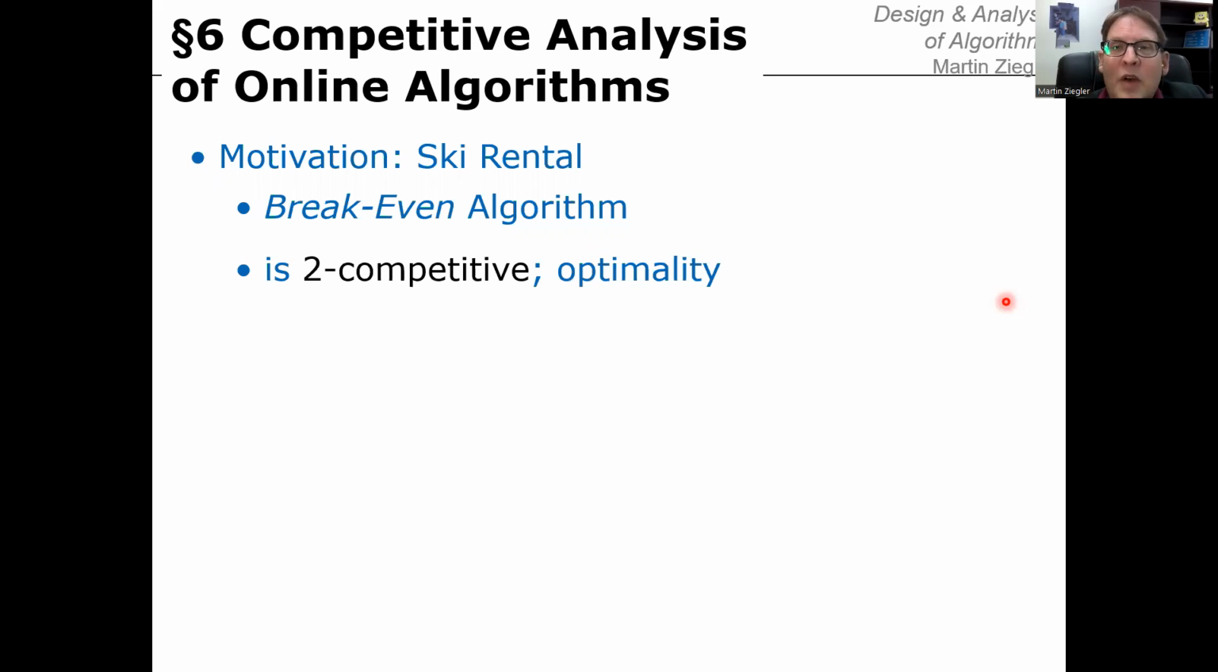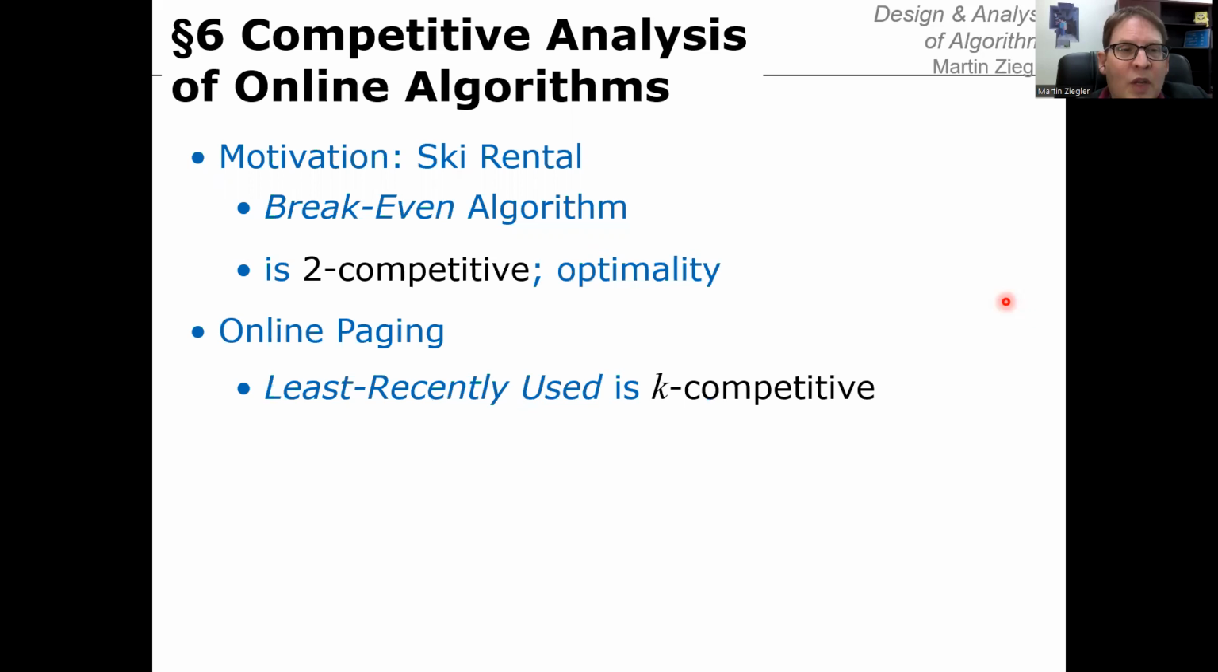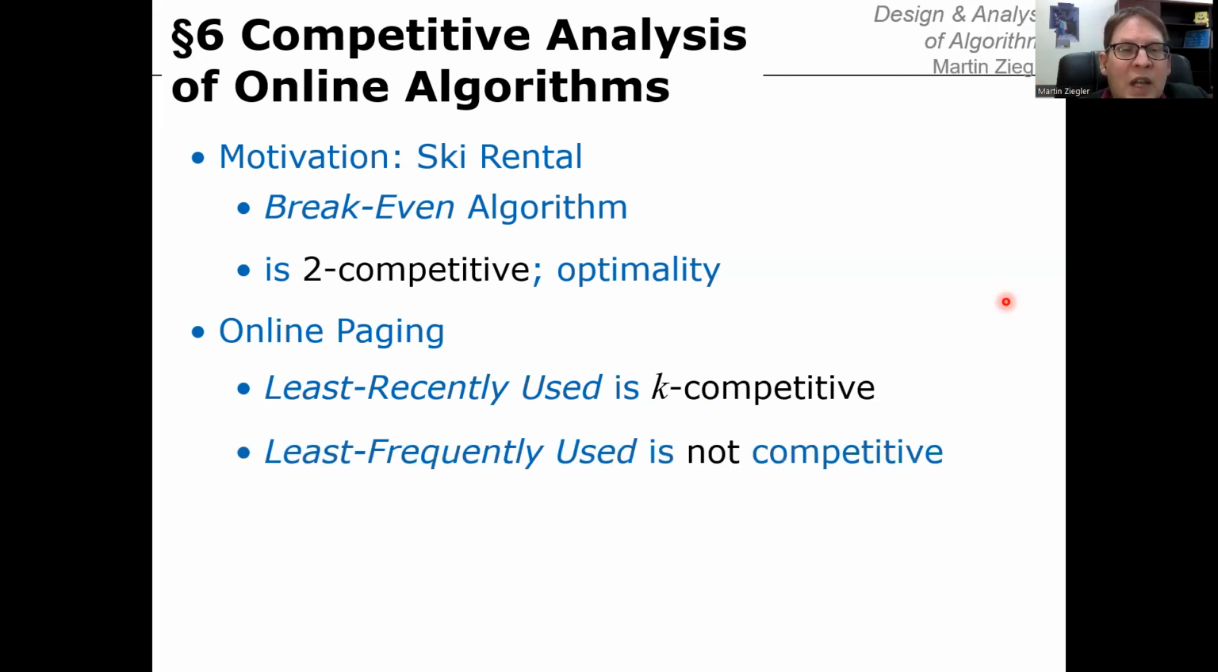And we're going to talk about another online problem, named the paging problem. And we're going to analyze the least recently used strategy and show that it is k-competitive, where k denotes the number of cache pages, the size of the cache. And we're going to also analyze the least frequently used strategy and show that this is not competitive at all. It has no bounded competitive ratio.